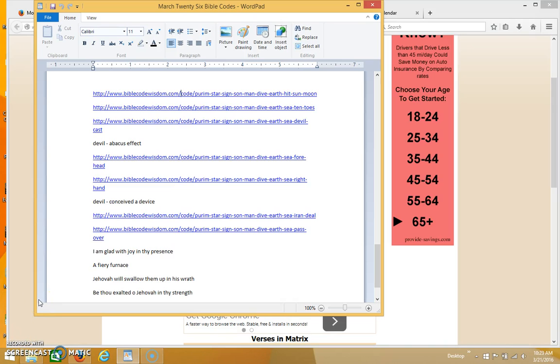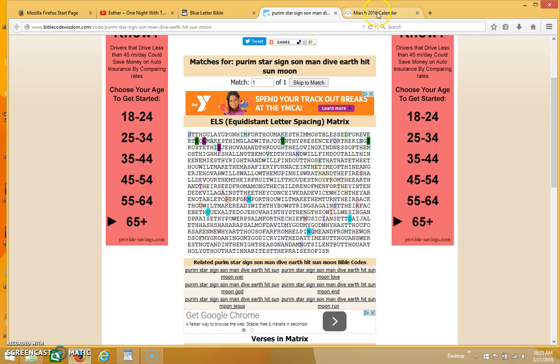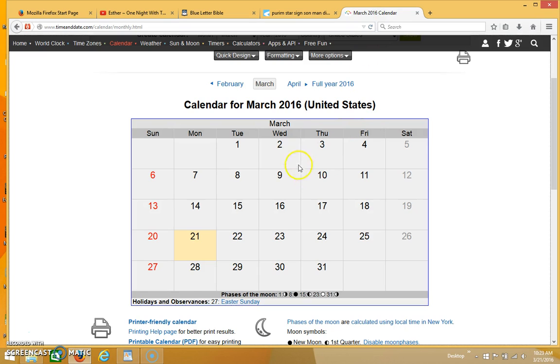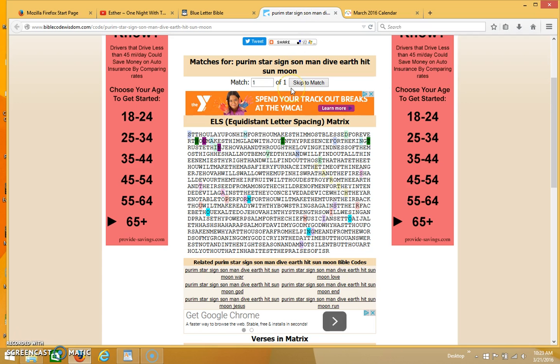Hi everyone. I wanted to go ahead and get these Bible codes out on Purim. Now that I have a little bit of time, I was really hoping to get these out sooner because, as you can see on the calendar here, well, it doesn't show Purim, but I believe it starts on the 23rd. So we're getting really close to Purim, so I wanted to get these out as soon as possible. And I'm going to start with this one right here.